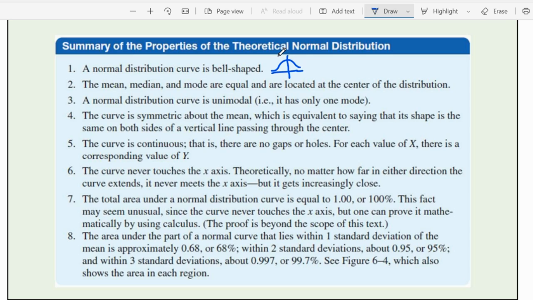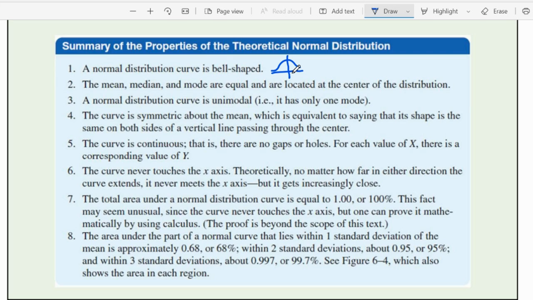Number 5, the curve is continuous. That is, there's no gaps or holes. For each value of x, there is a corresponding value of y. Notice that you don't pick your pencil up at all the whole time you draw the curve. It's continuous. Number 6, the curve never touches the x-axis. So theoretically, no matter how far in either direction the curve extends, it never meets the x-axis, but it gets increasingly close. So when you draw your curves, you're never going to connect on the tails. It's always going to be disconnected.